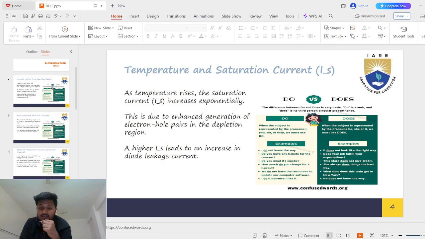As a result of the higher saturation current, the leakage current, the unwanted current that flows when the diode should ideally block current, also becomes larger. In simpler words, heating the diode makes it easier for small currents to pass through, even when the diode is supposed to be off.